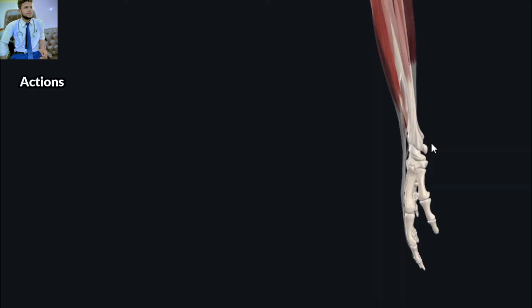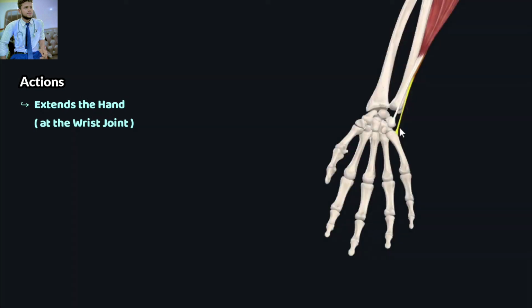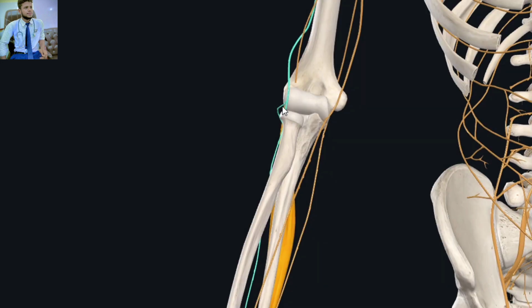Now we talk about the action performed by this extensor carpi ulnaris muscle. As the name of this muscle is extensor carpi, its name also hints that this muscle extends the carpi. So it means that this extensor muscle extends the hand at the wrist joint. As this muscle is also inserted at the ulnar aspect of the hand, it also has an important role in wrist abduction.